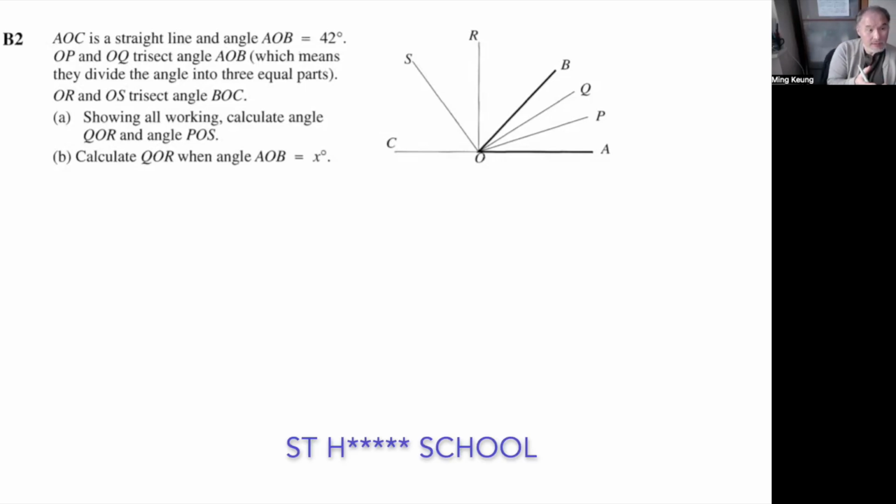This question comes from the 1999 JMO, Junior Math Olympiad, question B2. It's a slightly longer question, and it reads: AOC is a straight line, and the angle AOB equals 42 degrees. OP and OQ trisect the angle AOB, which means they divide the angle into three equal parts.